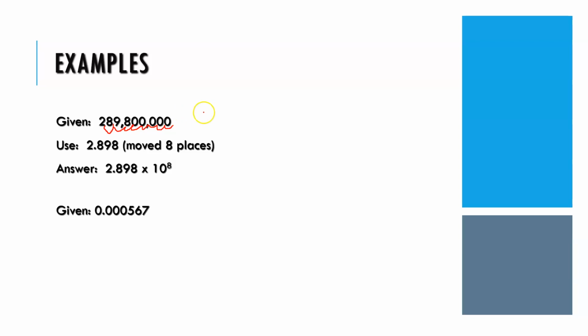Once again, we are going to move our decimal so that there is 1 non-zero number in front of it. So we move it 1, 2, 3, 4 spots to put a decimal there. So we make our number 5.67, and it has moved 4 places. So since it started out as a number that was less than 1, it's going to have a negative exponent, so we make it 5.67 times 10 to the negative 4th. Hope that makes sense.